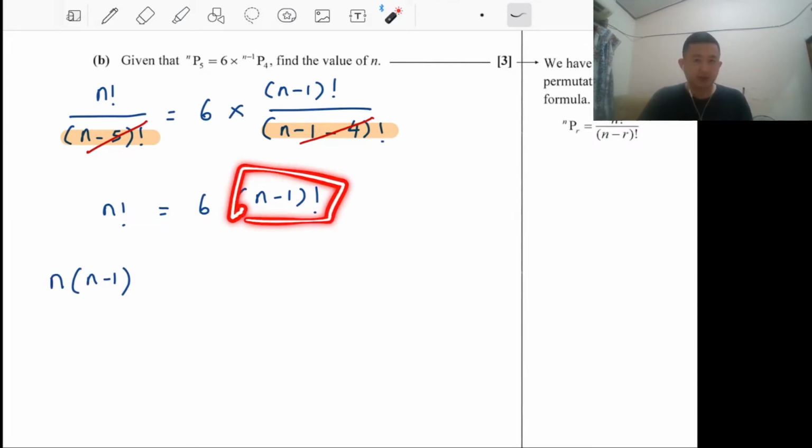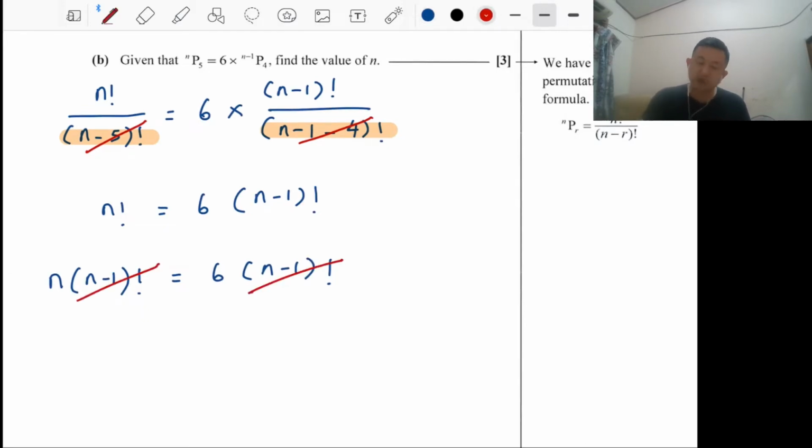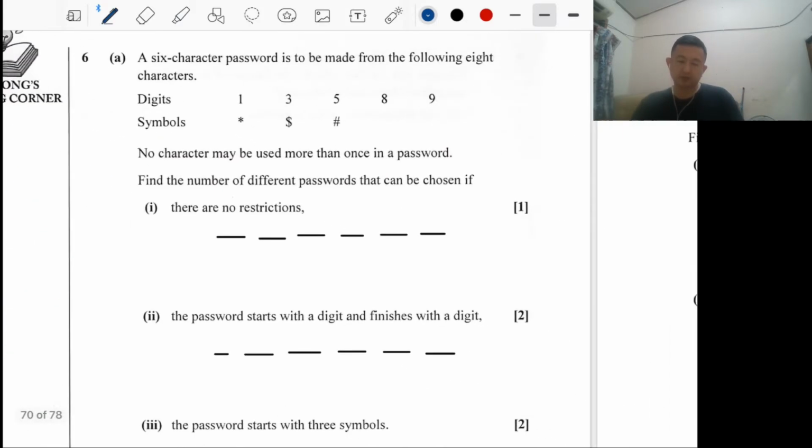And I want to cancel it off later on. So you stop here with n minus 1 factorial. You put it here, then you have n times n minus 1 factorial equals 6 times n minus 1 factorial. Then you cut this off, n equals 6. Accepted, since this is not a negative value. Okay, so n is 6. Okay, we go on to the next question.